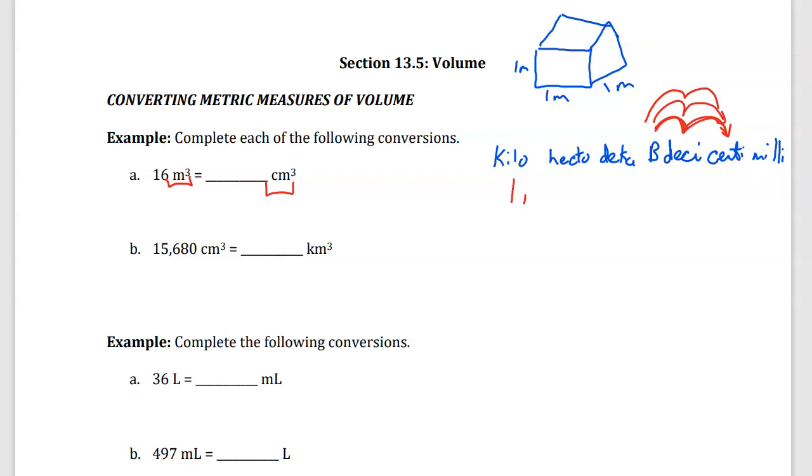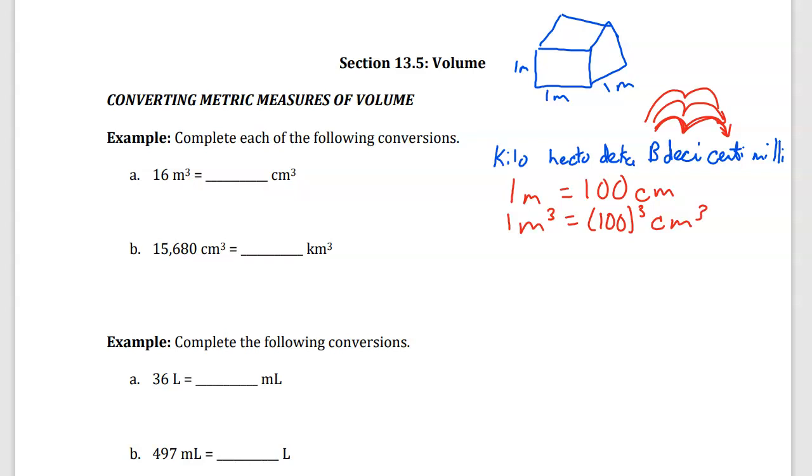Because 1 meter cubed, let's think about this, 1 meter is equal to 100 centimeters. So 1 meter cubed is like saying 100 raised to the third power centimeters cubed. So I've got to go 3 times.